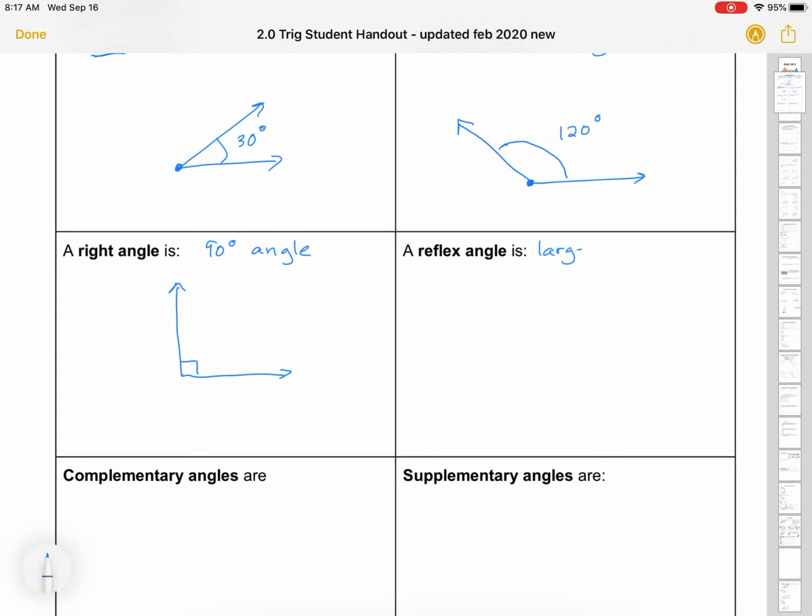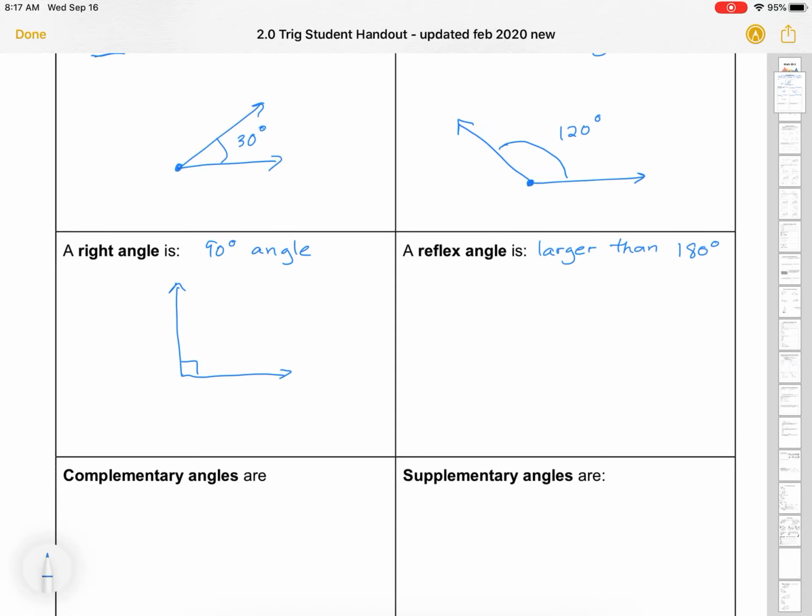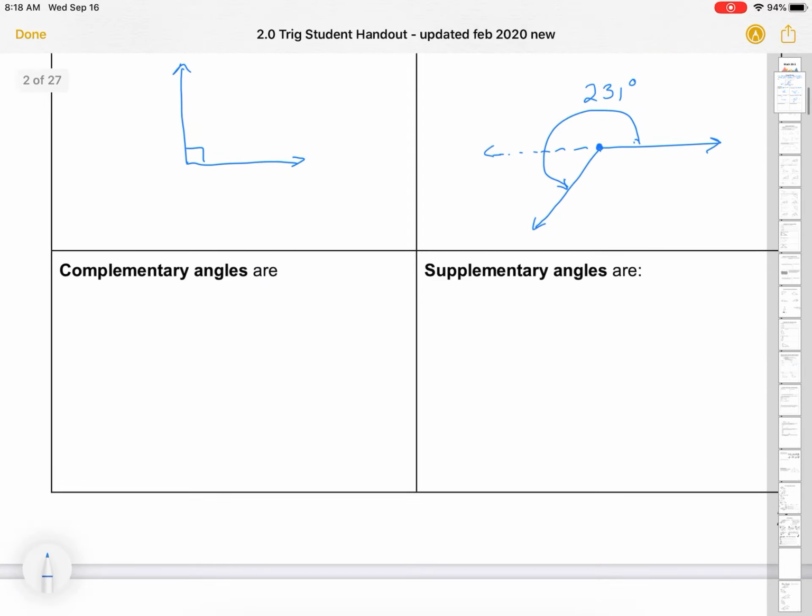A reflex angle is larger than 180 degrees. So a straight line has 180 degrees if we had a straight line here. If we have a reflex angle that is greater than that, so say this is about 231 degrees, we call that a reflex angle. It still has a vertex, it has an arc, and it has its rays. This is where it's important to look at which direction the arc goes, because it could look like a different angle if we don't look that way.